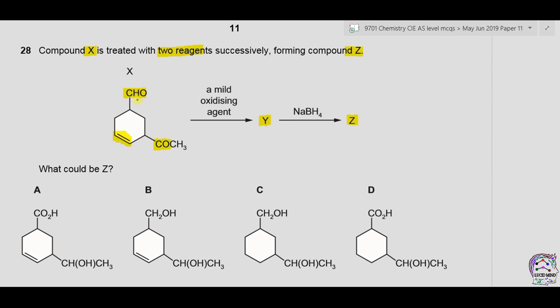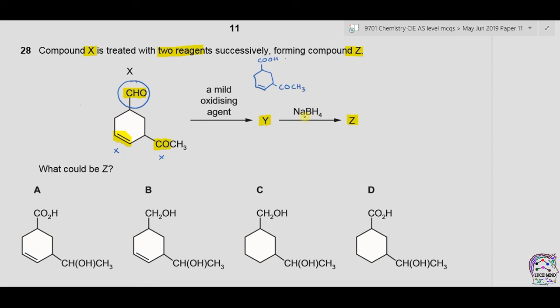Let's look at what happens in the chemical reaction. When mild oxidizing agent is reacted, the aldehyde gets oxidized to carboxylic acid, while alkene and ketone do not get oxidized. So product Y will be like this. Alkene is present, ketone is also present, while aldehyde has converted into carboxylic acid.